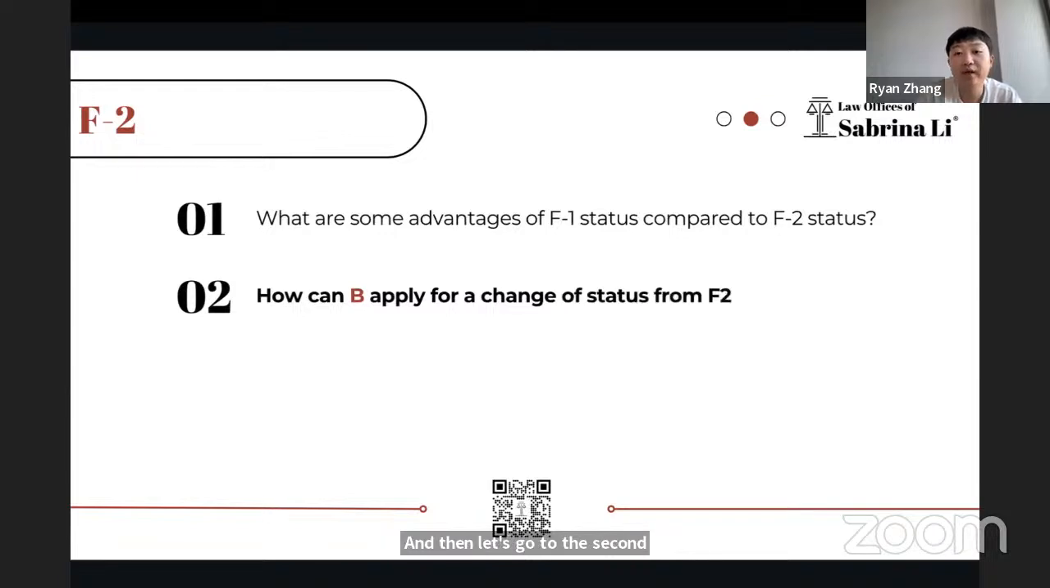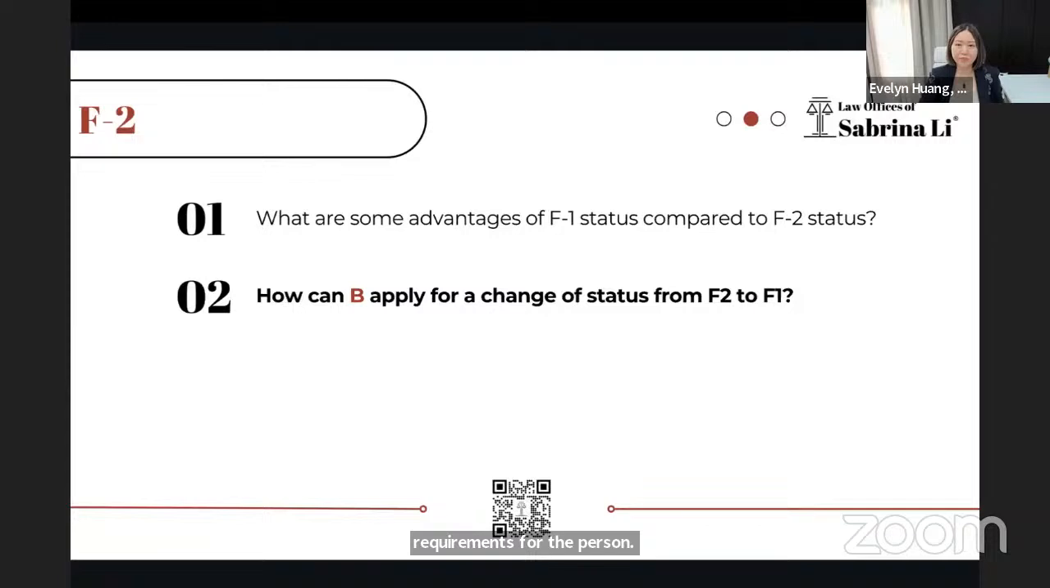How can a person who has an F2 background apply for change of status from F2 to F1? What are the requirements for the person? The procedure is pretty much the same. You have to file a change of status application with USCIS. As an F2 though, I would advise you to do this before you lose your status. For example, from our question earlier, B is facing a divorce.